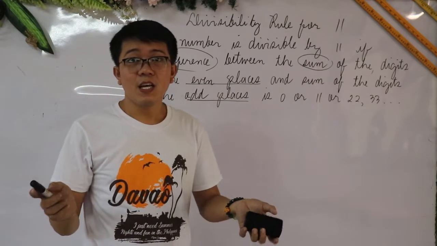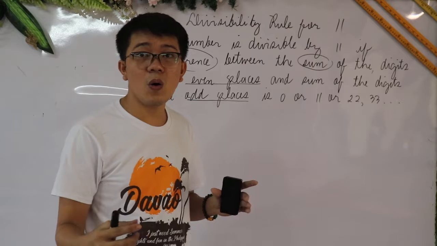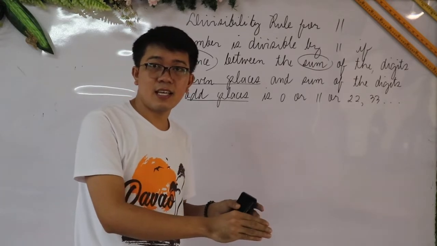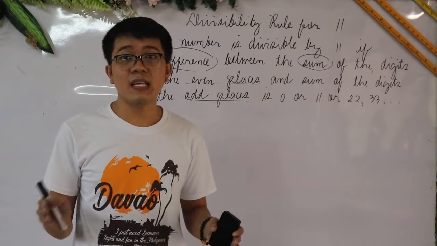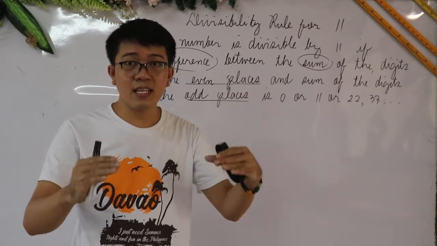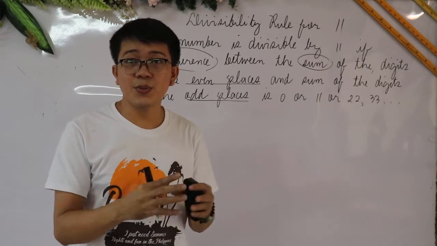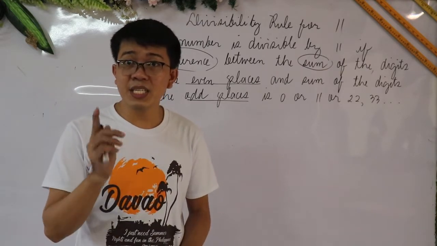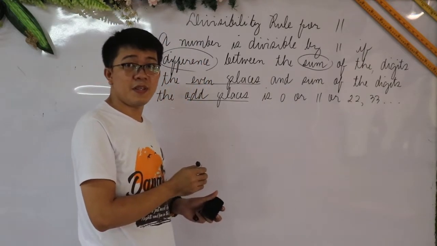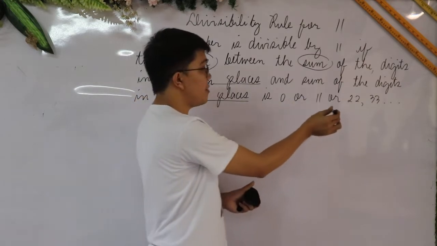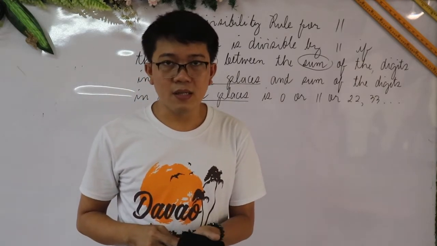So in short, to check if a number is divisible by 11, we just have to first add all the digits in the odd places. The second step is to also add all the digits in the even places. Once we're done getting the sum of the two, that's the time we're going to subtract the two and get the difference. And if the difference is 0, 11, 22, or 33, then we say that a number is divisible by 11.